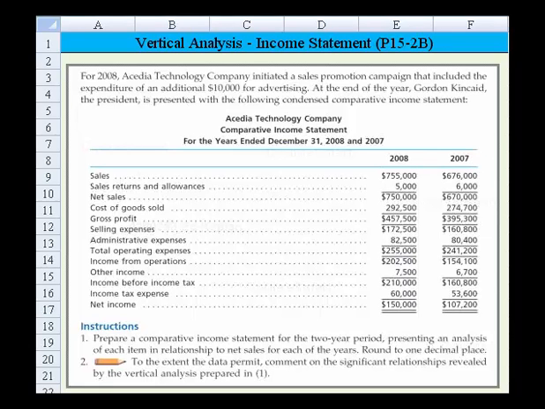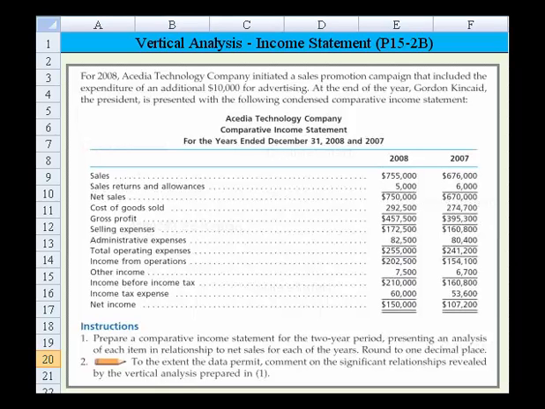Our instructions are to prepare a comparative income statement for the 2-year period, presenting an analysis of each item in relation to net sales for each of the years. That makes it a vertical analysis as opposed to a horizontal analysis. Round to 1 decimal place. And then on part 2, we'll comment based on what the data presents and what was revealed by the analysis we've prepared.